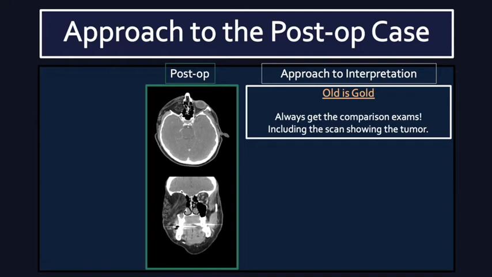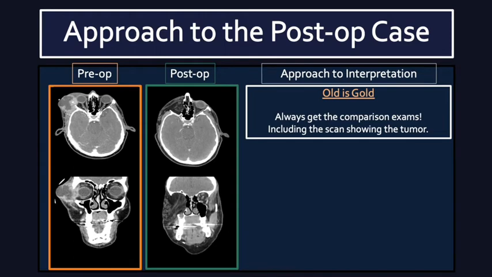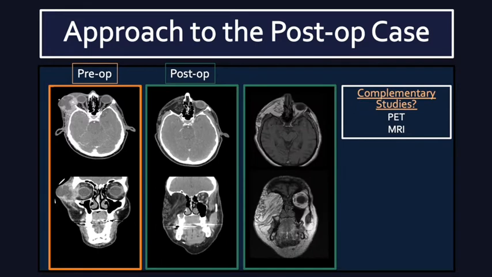Old is gold. Always get those comparison exams, including the scan showing the tumor. That exam will be so helpful as it will tell you where to look for the likely recurrence site, as a tumor likes to recur along the margin of the resection bed. Complementary studies are helpful. Metabolic imaging or MRI can give additional information to just the CT.